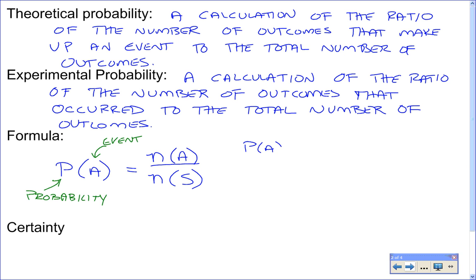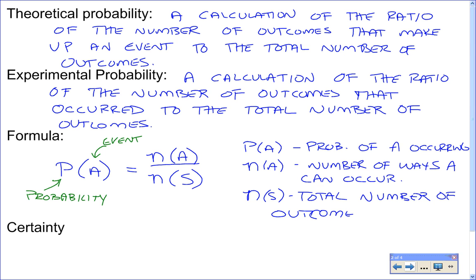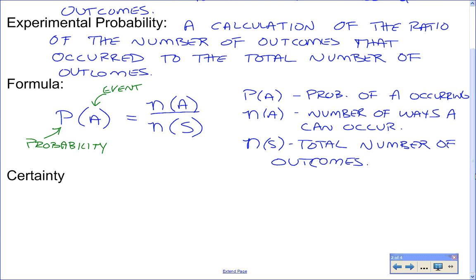So off to the side here: probability of A occurring equals N of A, the number of ways A can occur, over N of S, the total number of outcomes. Unlike the previous unit, where sometimes when you were trying to figure out how many ways something can occur I said there's no real formula, and you could use pictures, tree diagrams, and so on, here we have a little bit more structure, where probability is the number of ways we want something to occur divided by the total number of outcomes possible.